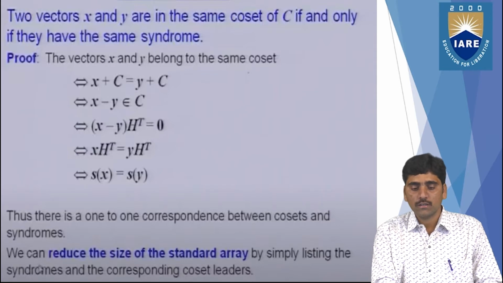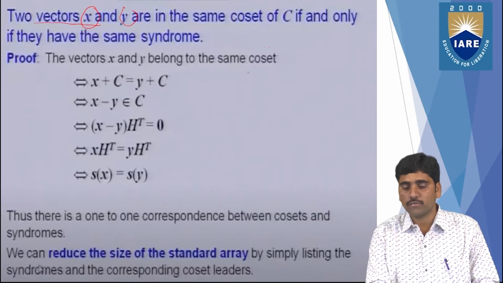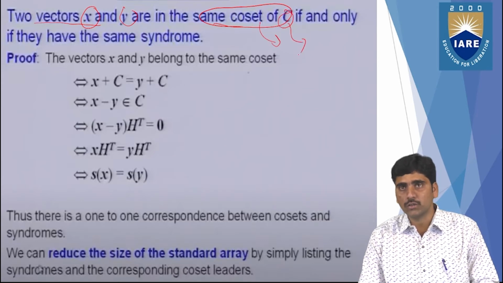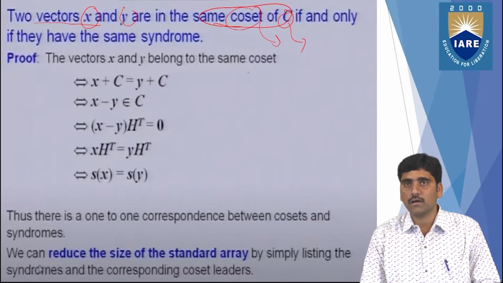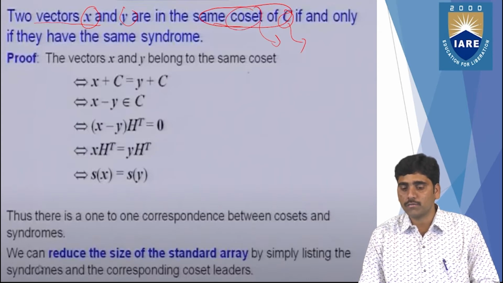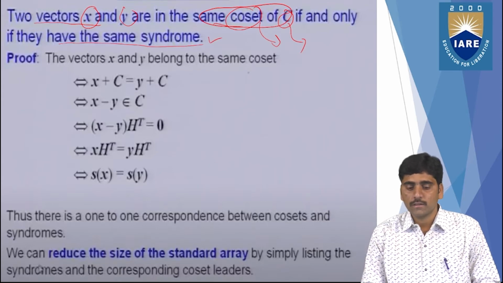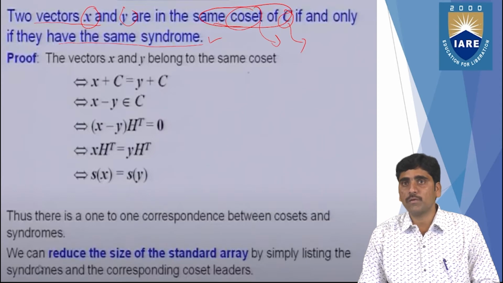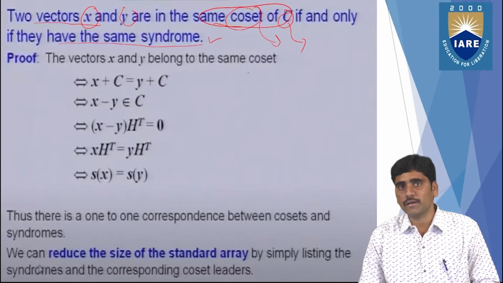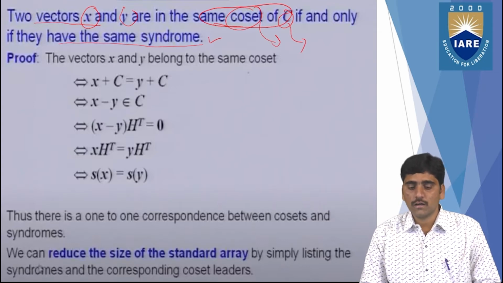See here, take two vectors X and Y in the same coset of C. The same coset of C is nothing but the same group of that code. Here C represents the code words of that group, and the coset represents the groups that occur with the code words. So X and Y are in the same coset if and only if they have the same syndrome. This statement says whether a group of elements can have the symptoms that indicate an error or not.